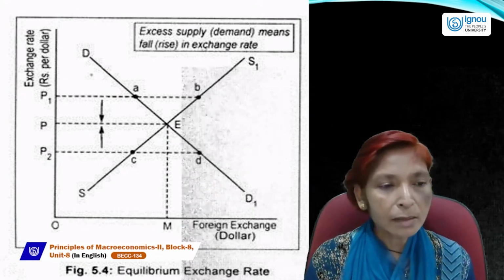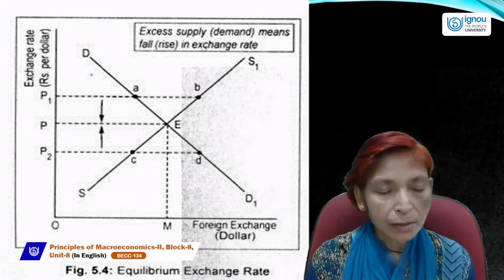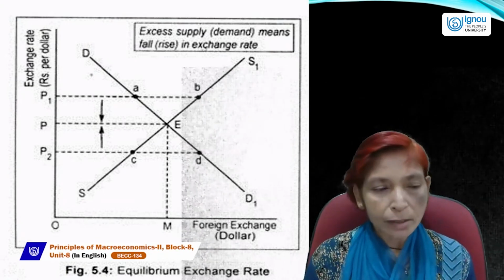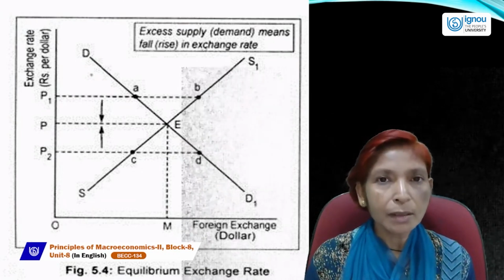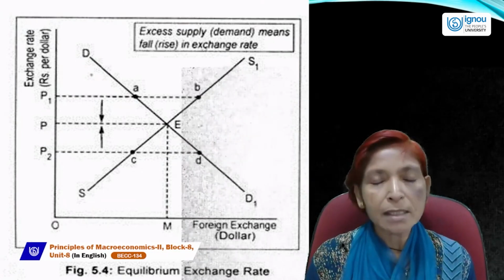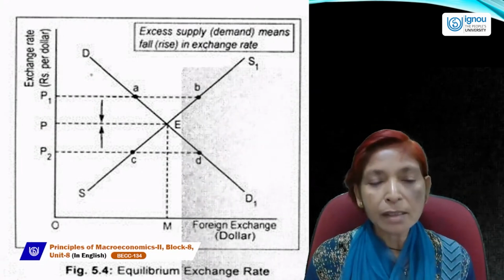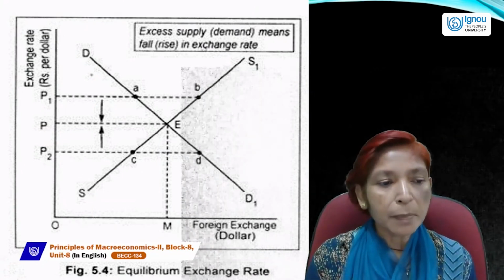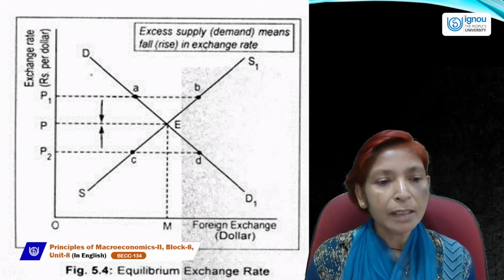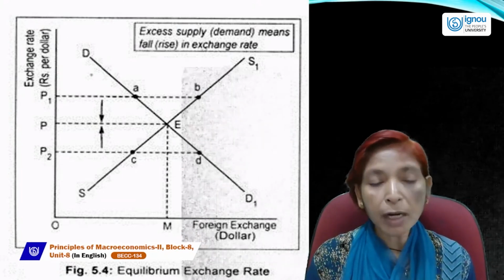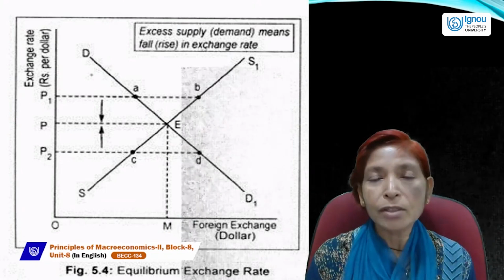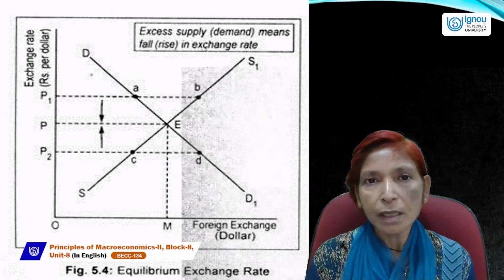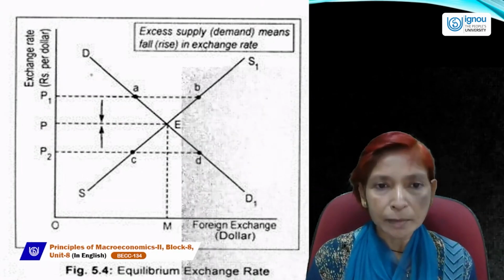And on the other hand, if the exchange rate falls from P to P2, then in this situation, when the exchange rate falls, demand will rise and supply will fall. In this case, an excess demand situation will exist. Supply will fall and it will reach point C, but demand will increase at the lower exchange rate at point D. So this gap between C and D is called excess demand.